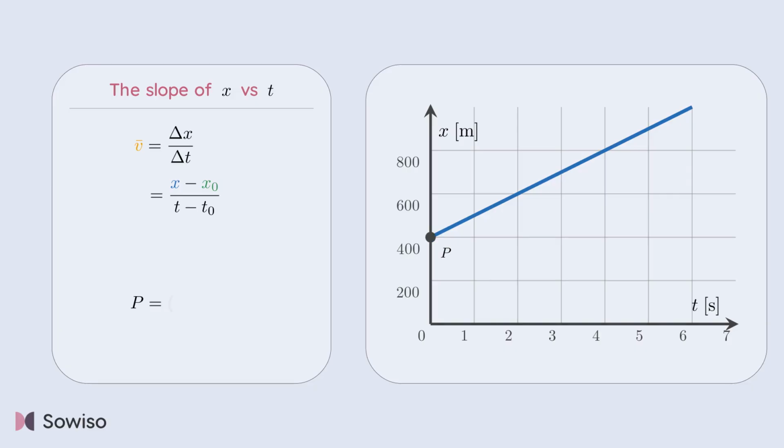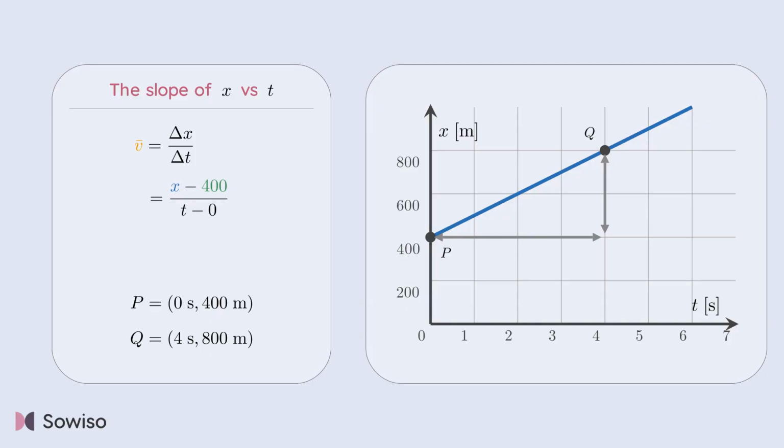We choose point P, corresponding to a time of 0 seconds and a displacement of 400 meters, and point Q, corresponding to a time of 4 seconds and a displacement of 800 meters. The interval of time, delta t, is represented by the arrow that connects the initial and final values of time. In the same way, the displacement, delta x, is represented by the arrow that connects the initial and final values of displacement. We substitute these values into the equation.